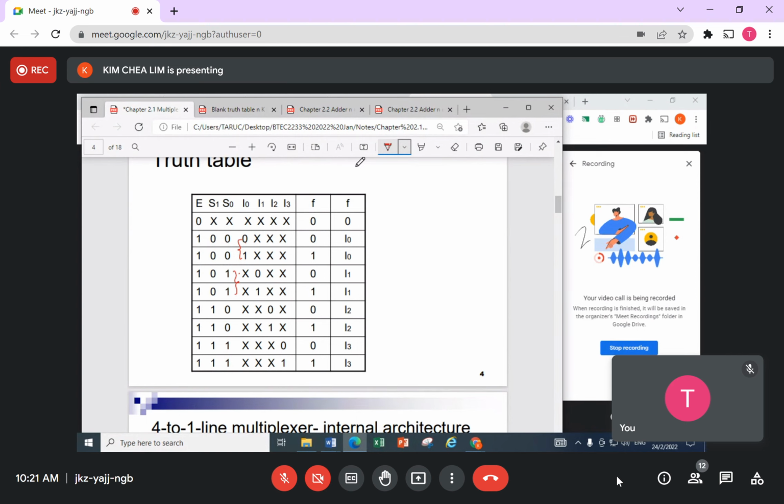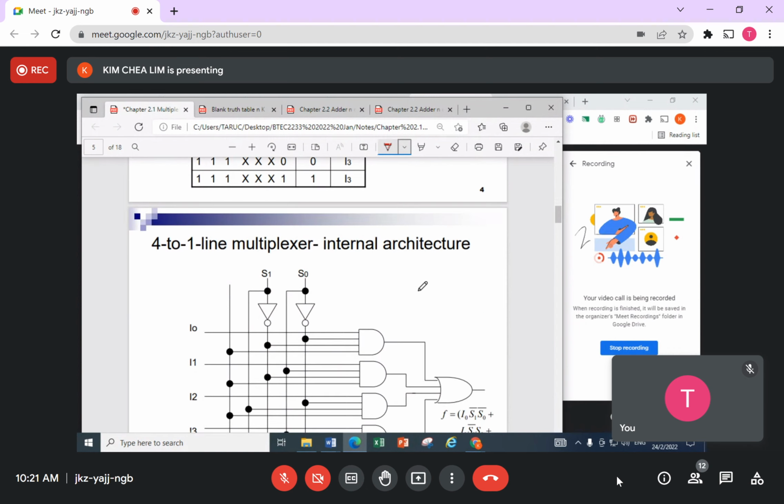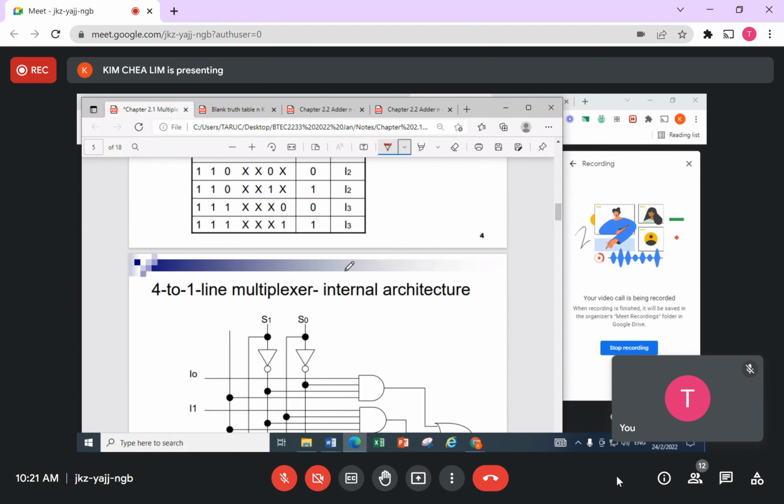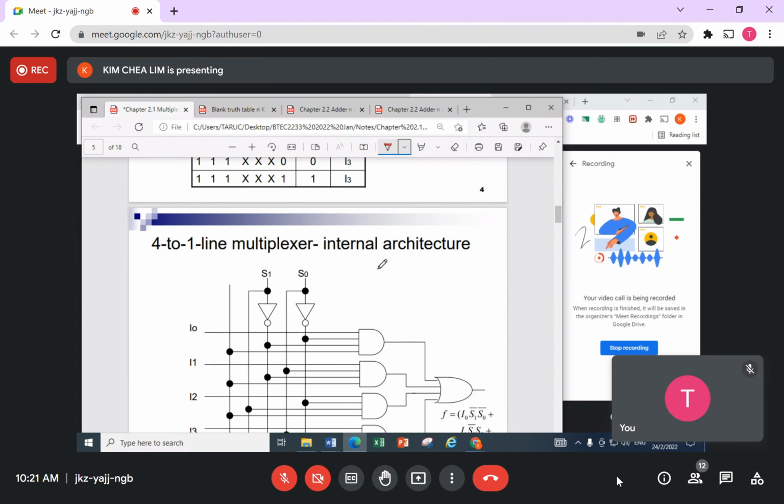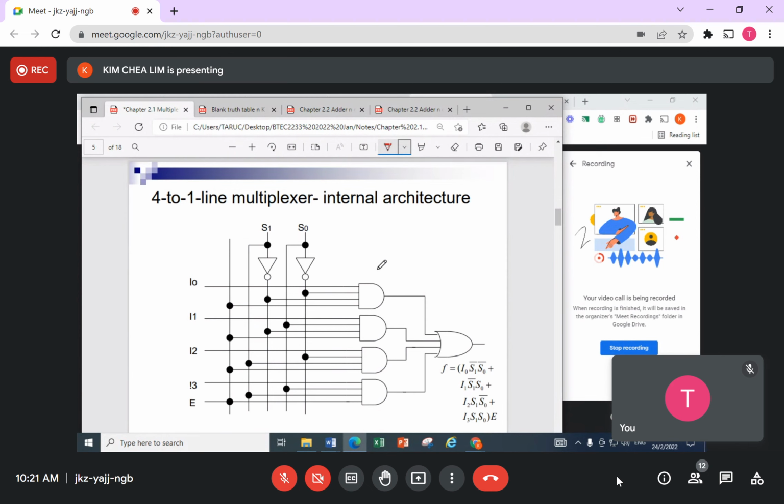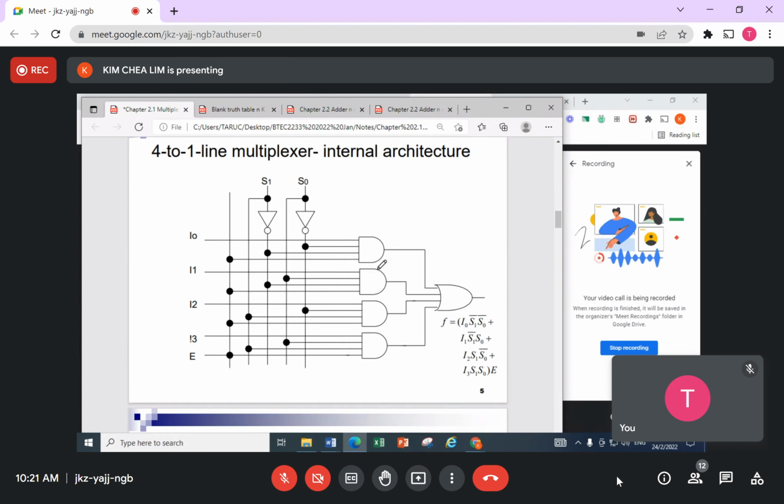So remember the earlier one is easier. But this part and the earlier version can both be used to see the internal architecture of your 4-to-1 multiplexer. So my equations, as I mentioned just now, are given by this one.